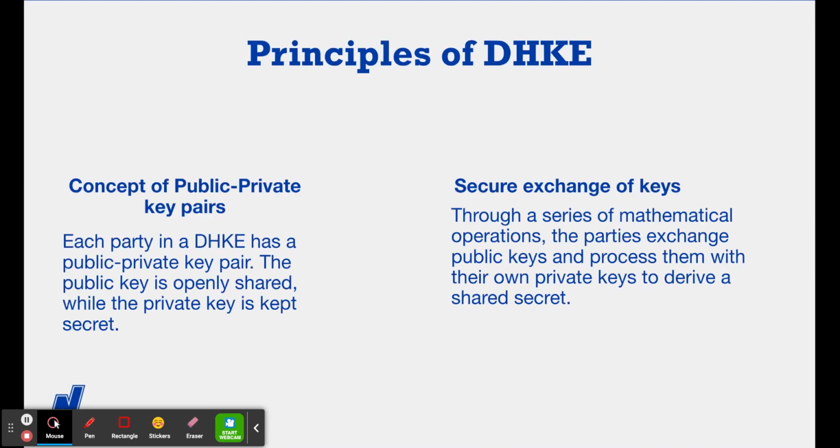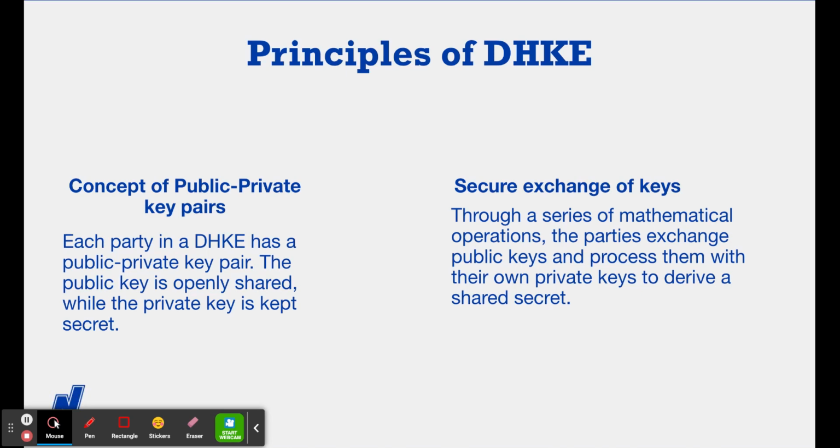So, in the Diffie-Hellman key exchange, each party first generates a public-private key pair. The public keys are openly exchanged, while the private keys remain secret. So always remember, private keys are private, public keys are public. The parties then use their private key and the other party's public key to independently create a shared secret.